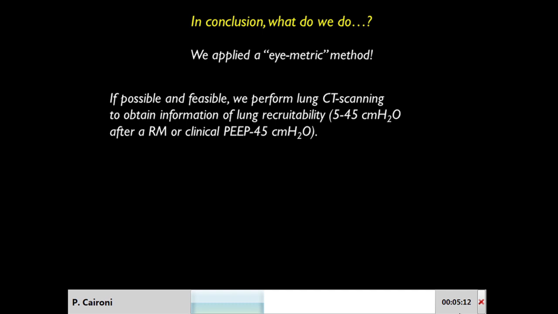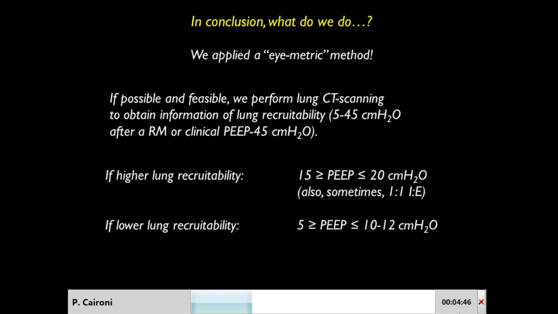Every time we have a patient with ARDS, if it's possible and feasible according to the clinical situation of that patient, we perform lung CT scanning at two different airway pressures, at 5 and 45 centimeters of water, or, if we already have a higher level of PEEP, at the clinical PEEP and 45 centimeters of water, to estimate the lung recruitability. And we try to use this information to set PEEP. If we have higher lung recruitability, we normally apply a higher level of PEEP, between 15 and 20. And if we have low lung recruitability, we normally apply a PEEP level between 5 and 10.